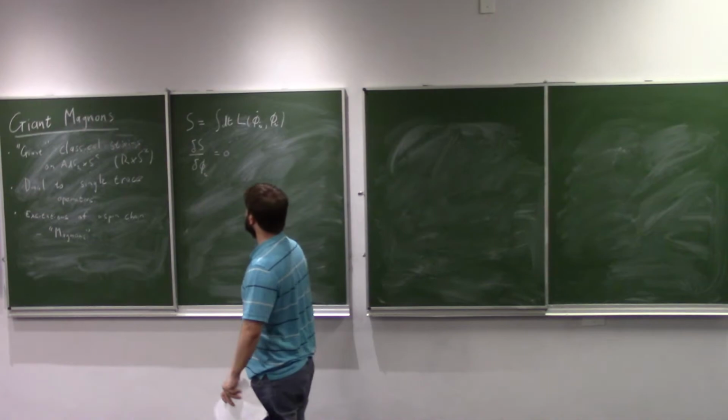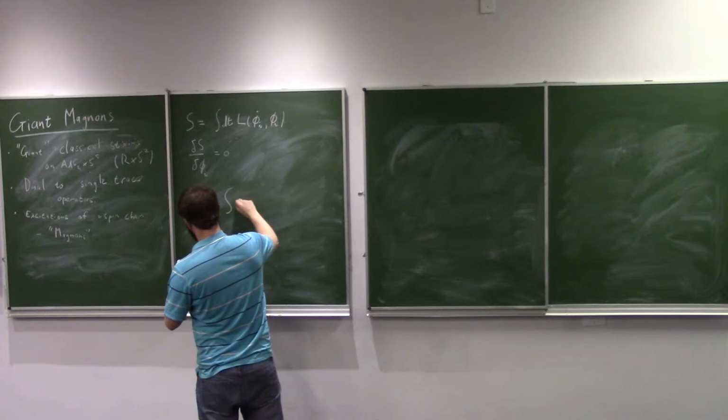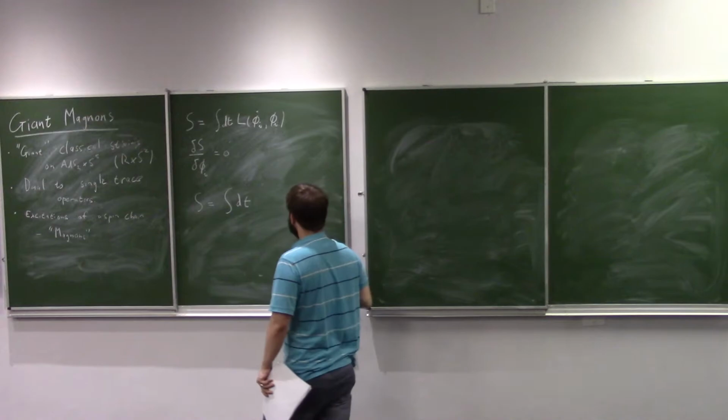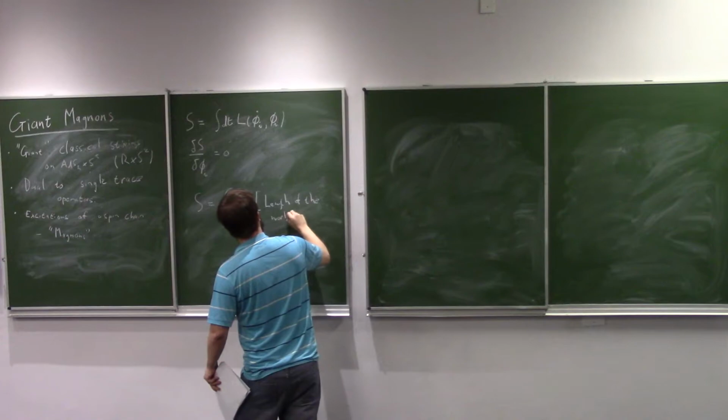In general relativity, it's of course different. There I'll have some Lagrangian, and associated with that, there will be some action. And what is the Lagrangian that goes in here in the general relativity context? It's something like the length of the world line of a particle moving through some geometry.